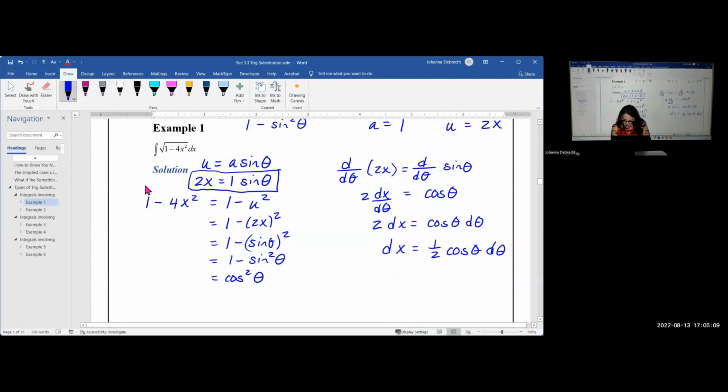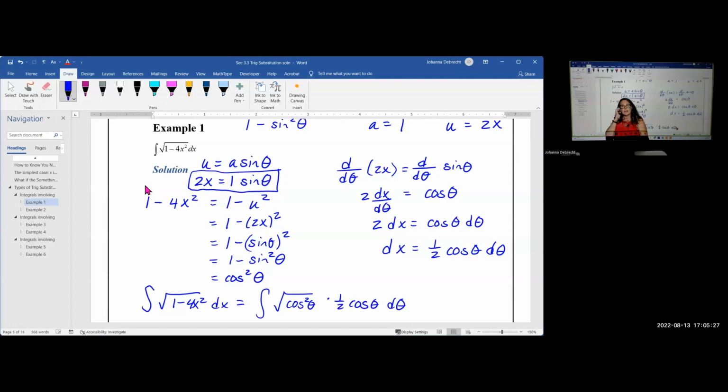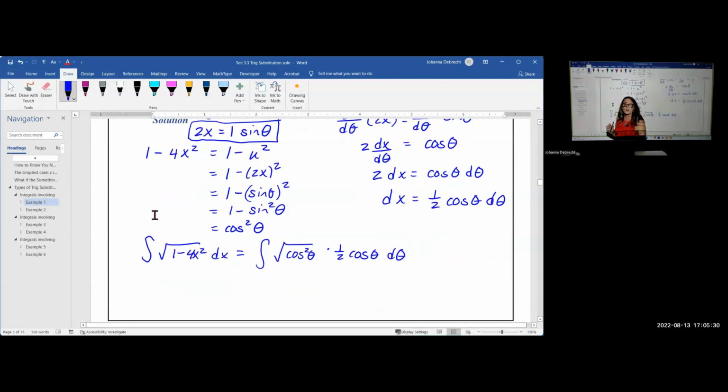So now what we have is the integral of the square root of 1 minus 4x squared dx, which is equal to the integral of the square root of cosine squared of theta times 1/2 cosine theta d theta. Now remember that when we take the square root of something squared, we don't get the something. I know you want it to be the something, but it's not. It's the absolute value of it. But because of the way we define the angle in quadrant 4 and 1, cosine is going to be positive no matter what. So we get the integral of the absolute value of cosine of theta.